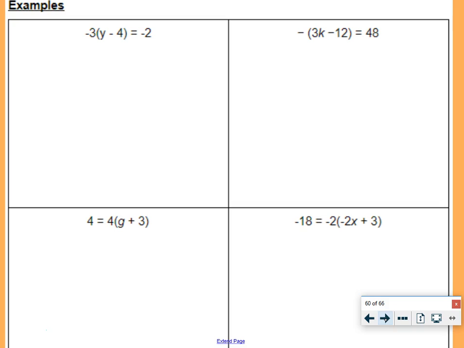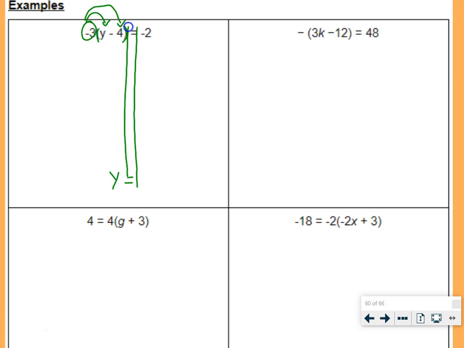So we can still draw our railroad tracks. Still find your variable. There's y. We want to get y by itself. Well, right now y is blocked in by these parentheses. We need to get rid of those by doing our first step, distribute. So we are going to take -3 and multiply it by the 2 numbers inside. So -3 times y is -3y. Just put the number next to the letter.